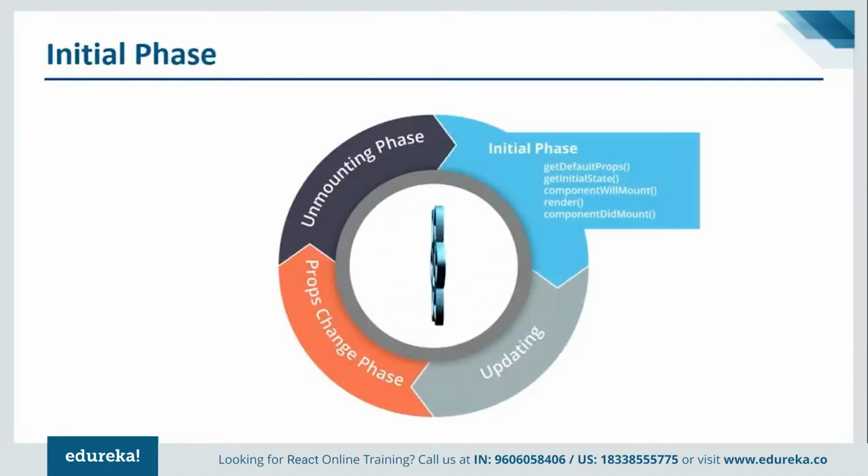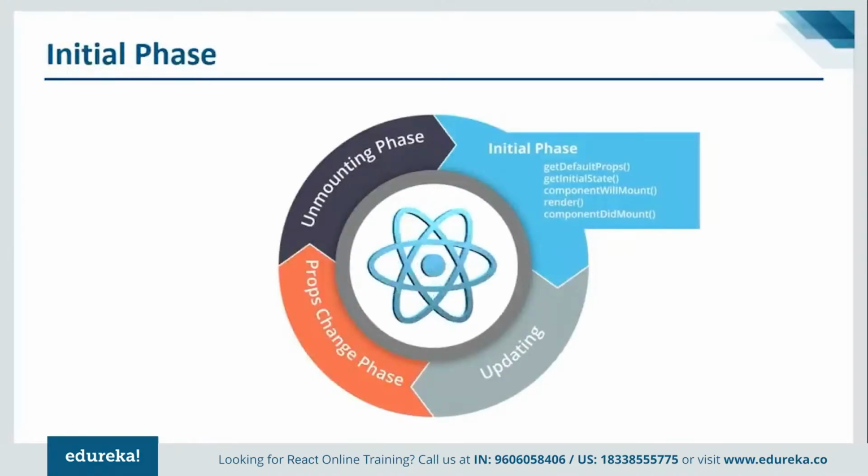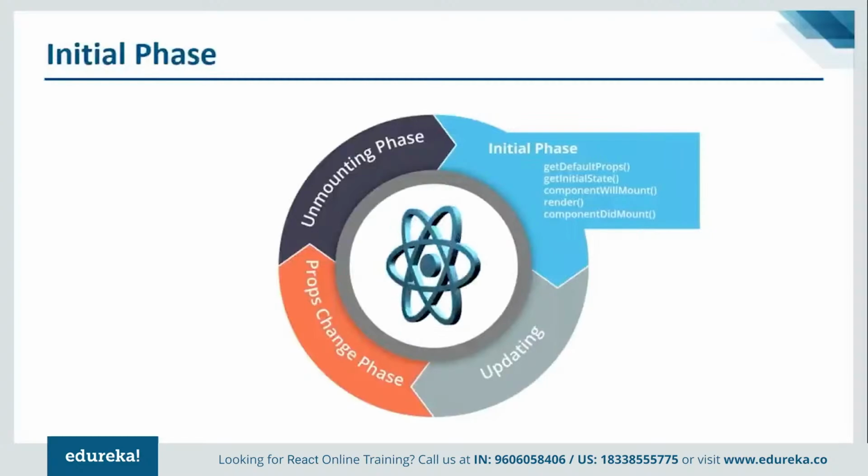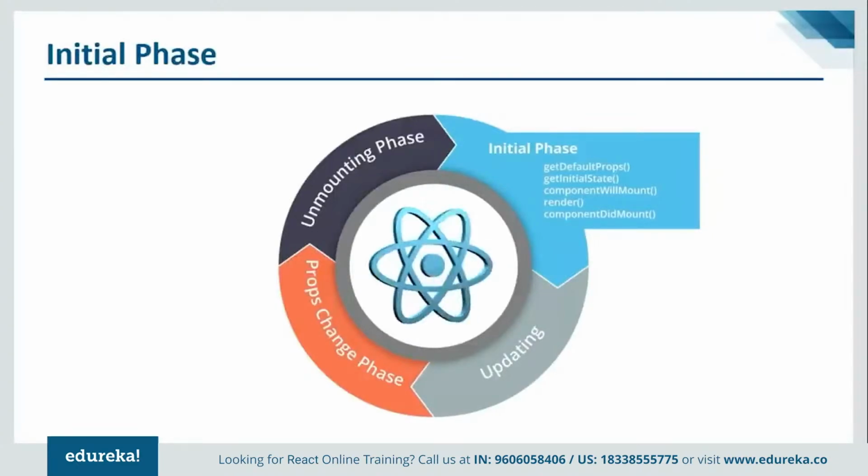Then we have our render method. Now this is a method you should be familiar with. Every component must have this method defined, and this method is responsible for returning a single root HTML node, though this single root may have many child nodes inside it. So if you don't wish to render anything, simply return null or false.